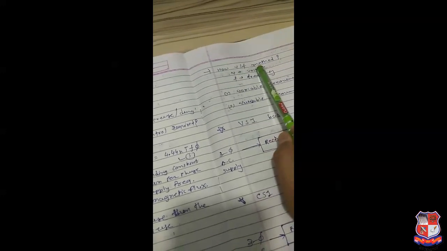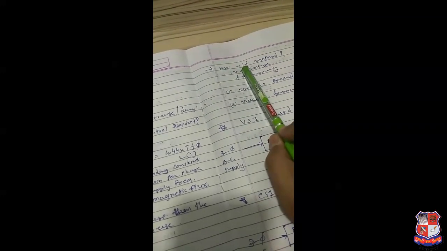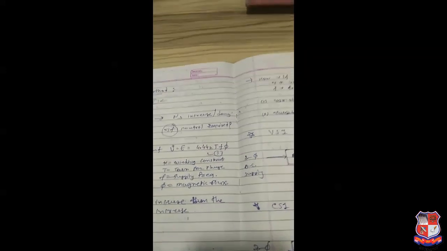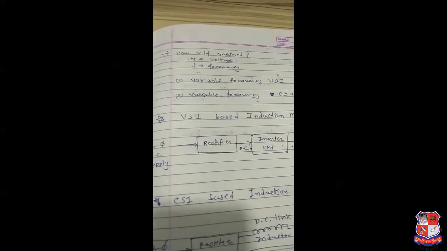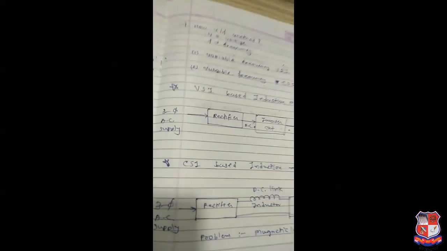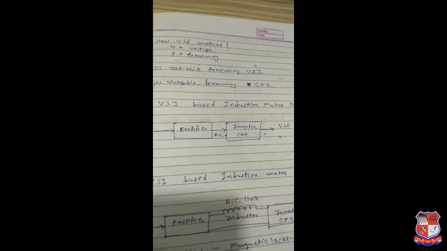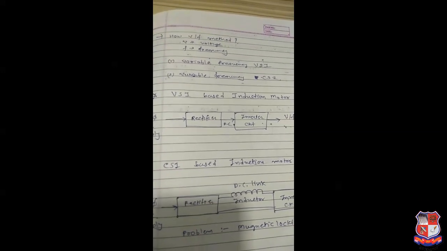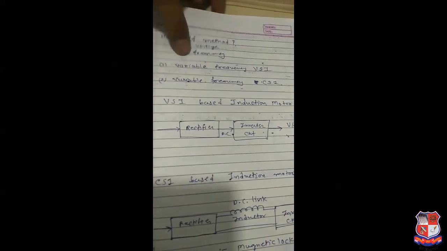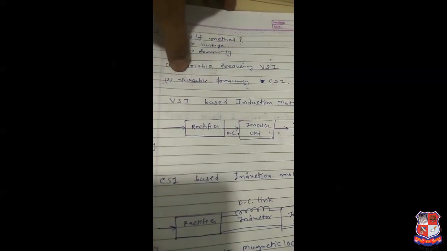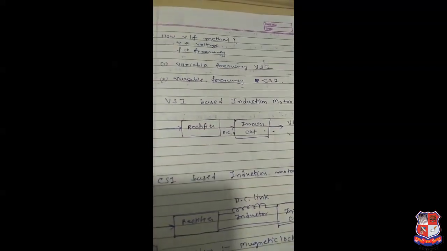Now we learn how this V by F method, the variable frequency and variable voltage method, works. Our aim is, we have a three-phase AC supply, or DC in some cases. For that we have two different techniques: the variable frequency voltage source inverter, where the parameter is voltage, and the second, the variable frequency current source inverter, CSI, that is the current source.